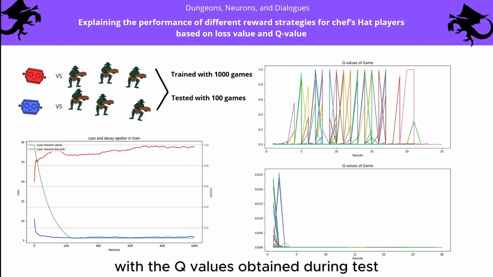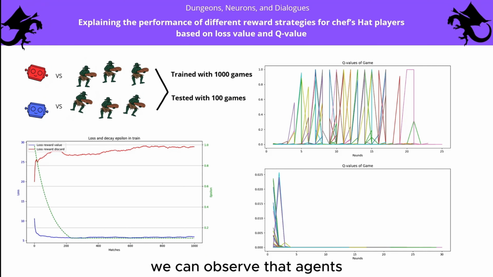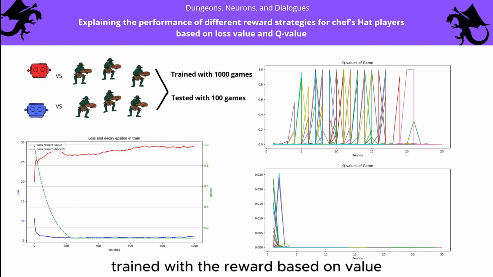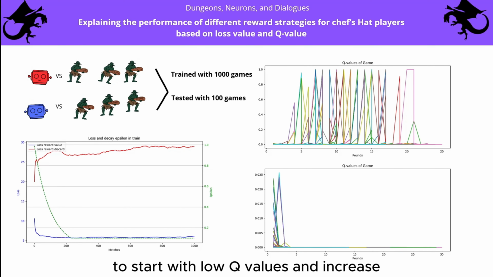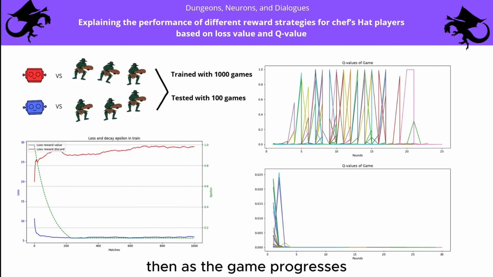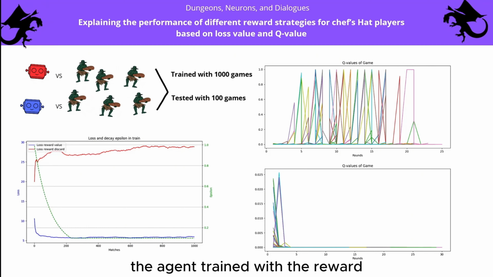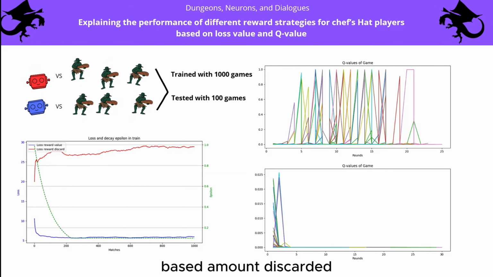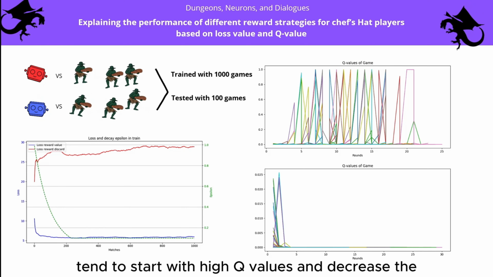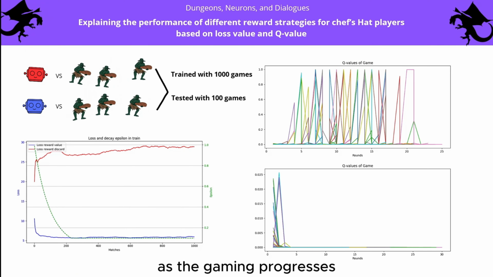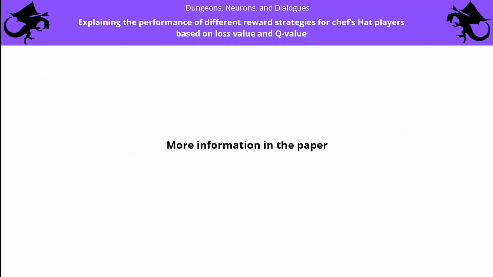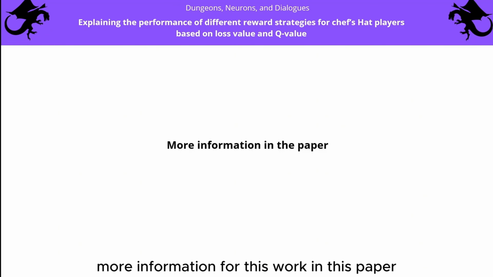With the Q values obtained during the test, we can observe that agents trained with the reward based on the value of the card tend to start with low Q values and increase. Then, as the game progresses, the agent trained with the reward based on the amount discarded tends to start with high Q values and decrease as the game progresses. More information about this work is in this paper.